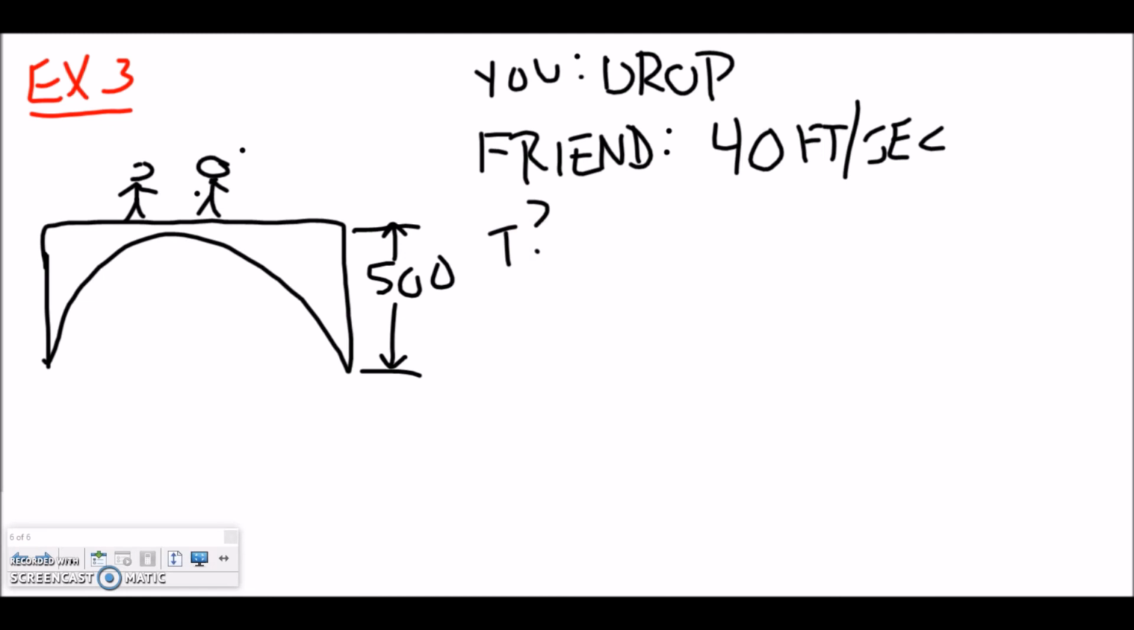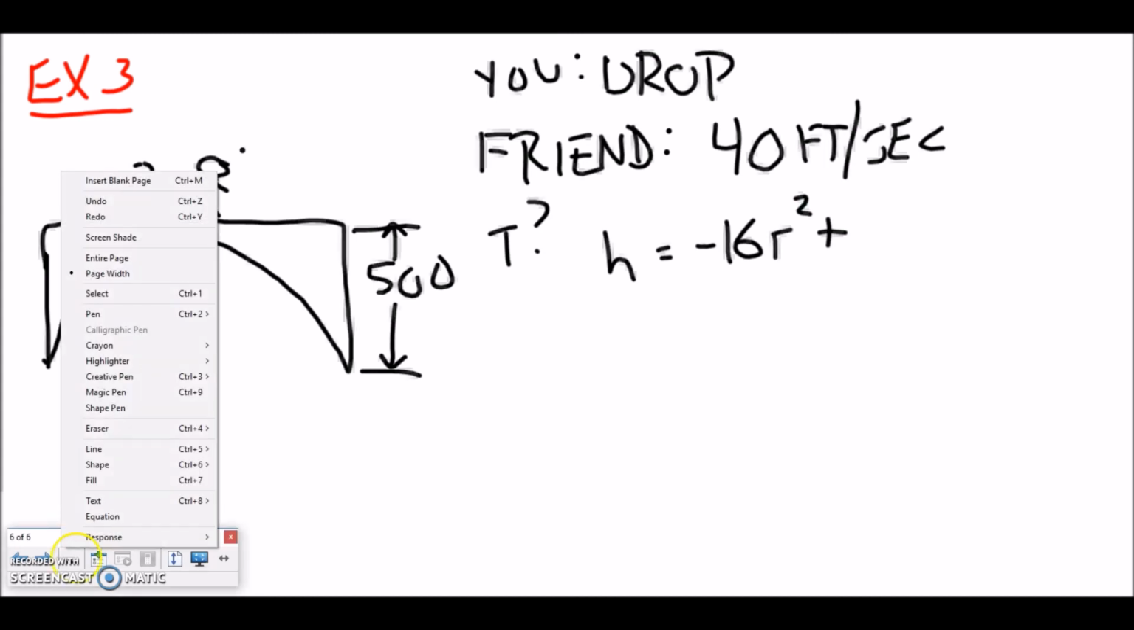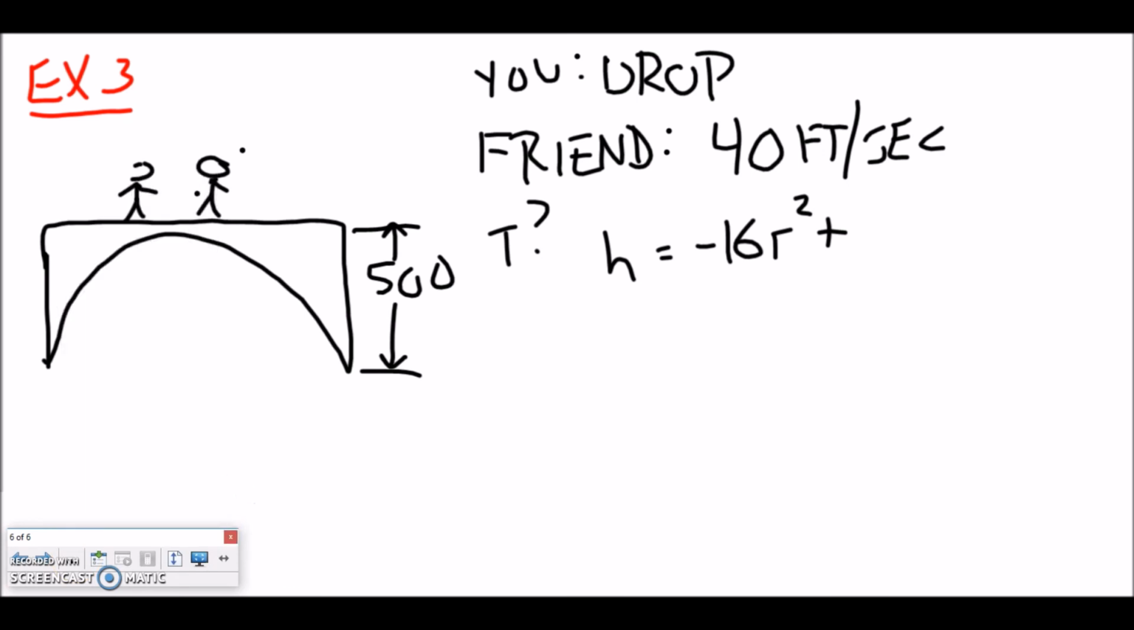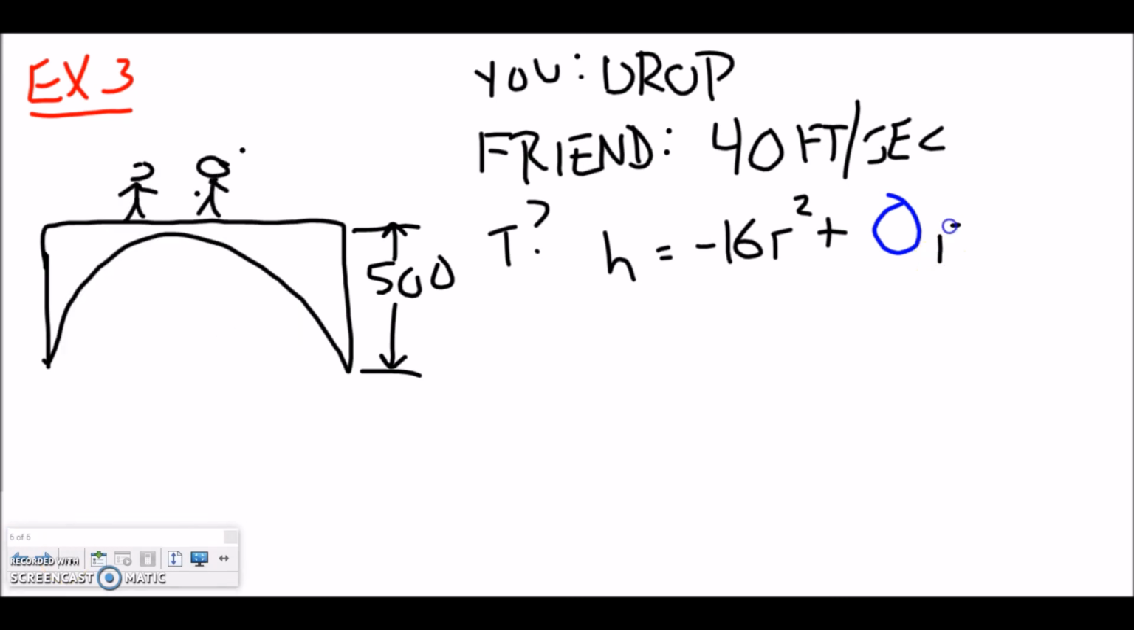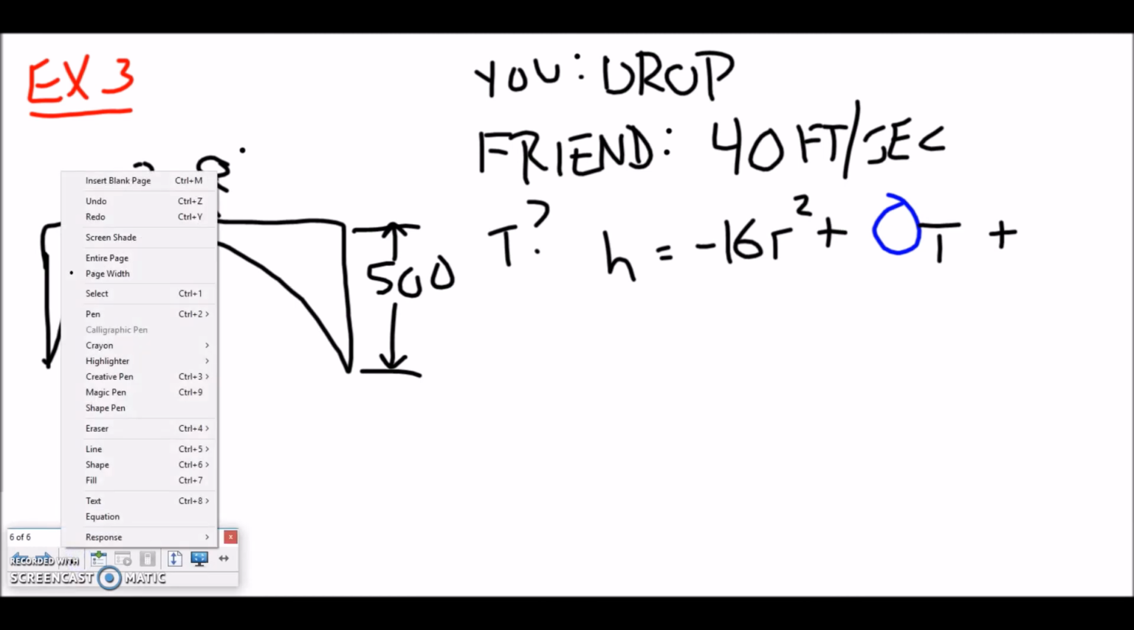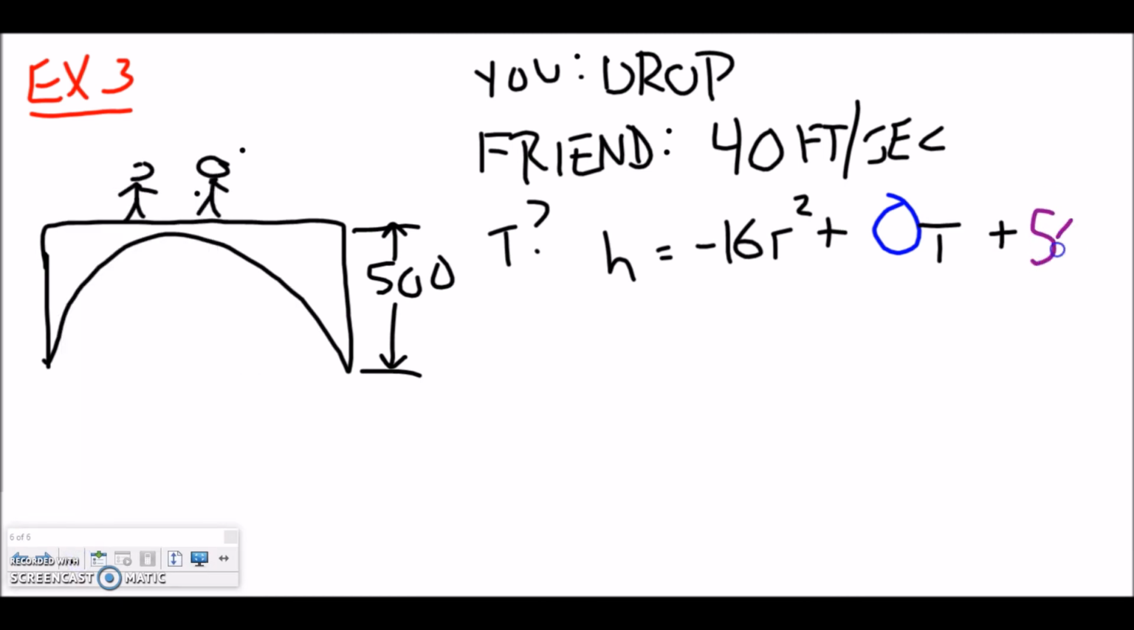All right, well, your equation: height equals negative 16 t squared plus velocity. What do you think the initial velocity would be if you dropped it? If you just held the rock and dropped it? Well, your initial velocity would just be 0, because you're holding it and you just let it go. It has no velocity at first. What do you think your initial height is? Correct. Your initial height is 500 because that's how high you are on the bridge.